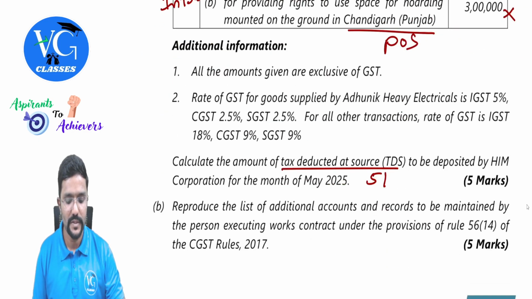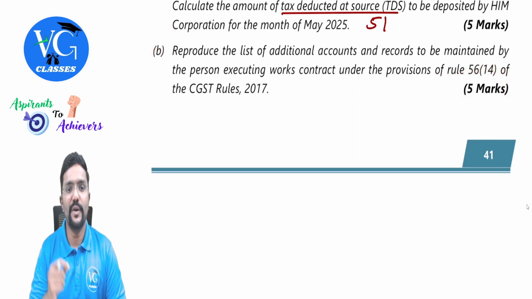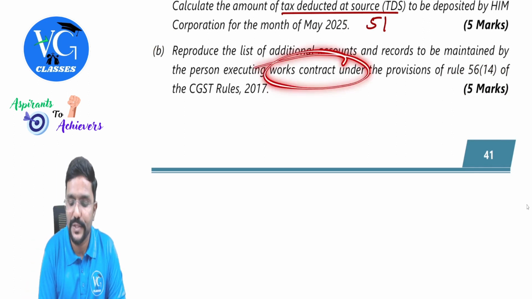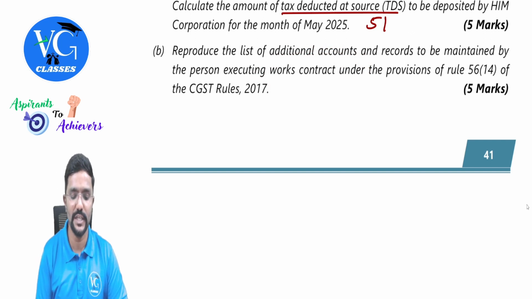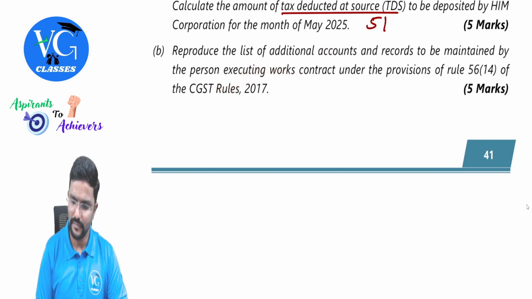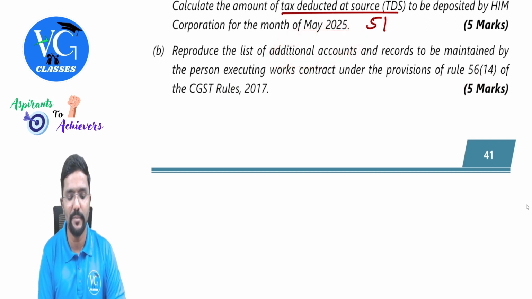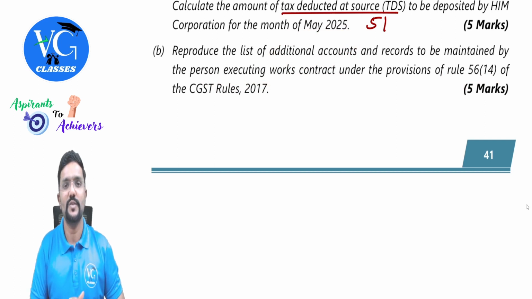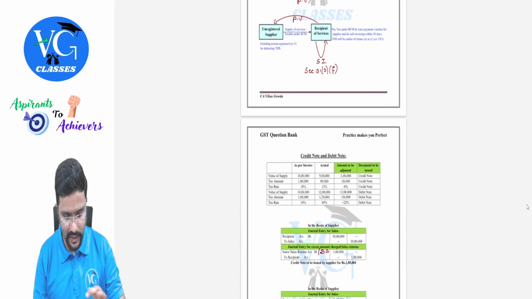Fine. We'll go to sub question B, 5 marks again. Reproduce the list of additional accounts and records to be maintained by the person executing works contract under the provisions of Rule 56(14) of CGST Rules 2017. Yes, rule number and all, you need not worry. So they are asking what are the additional accounts to be maintained by a person who is executing works contract. That is nothing but construction. Because the same question is there in our additional questions.